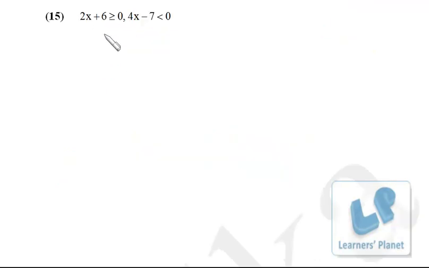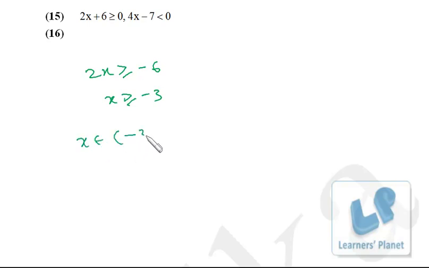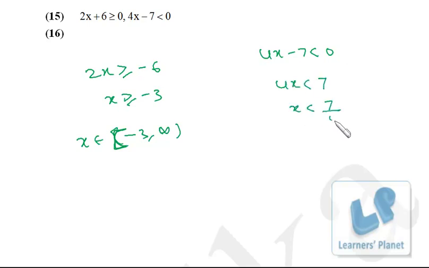Now this is 2x plus 6 is greater than or equal to 0. So 2x is greater than or equal to minus 6, x is greater than or equal to minus 3. That means x belongs to minus 3 to infinity. Here 4x minus 7 is less than 0, 4x is less than 7, x is less than 7 by 4. That means x belongs to minus infinity to 7 by 4, right? And now we have to find out the common solution that satisfies both the equations, or inequations we can say.